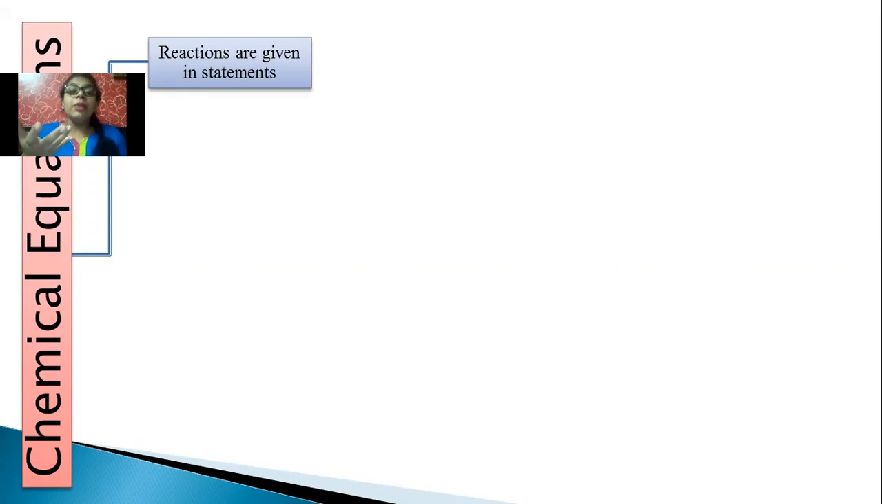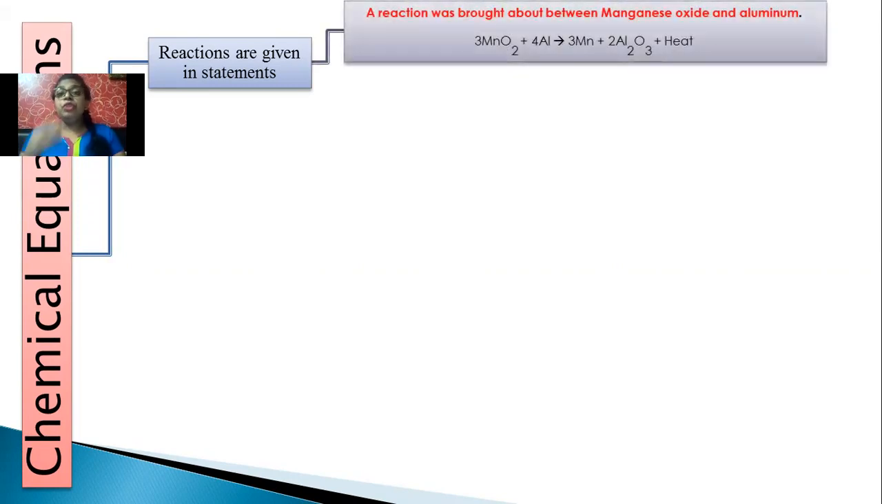The reaction will be given to you in the form of a statement and you will be asked to convert it in the form of a reaction. For example, a reaction was brought about between manganese oxide and aluminium. That means manganese oxide and aluminium are the reactants which are reacting together. So we write it as MnO2, which is manganese oxide, reacting with aluminium, that is Al.